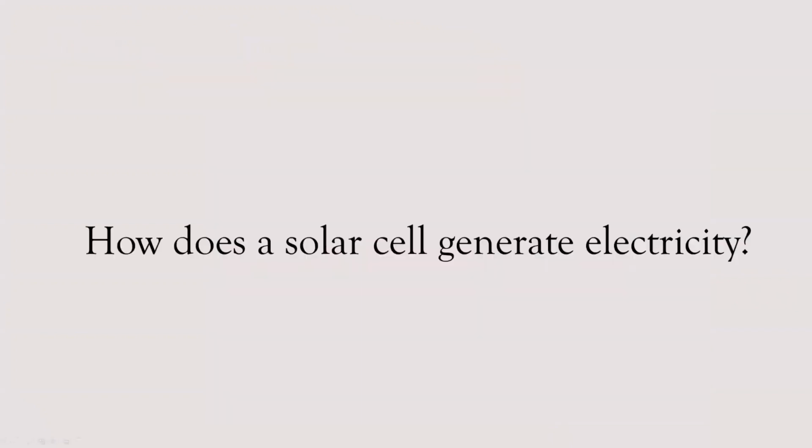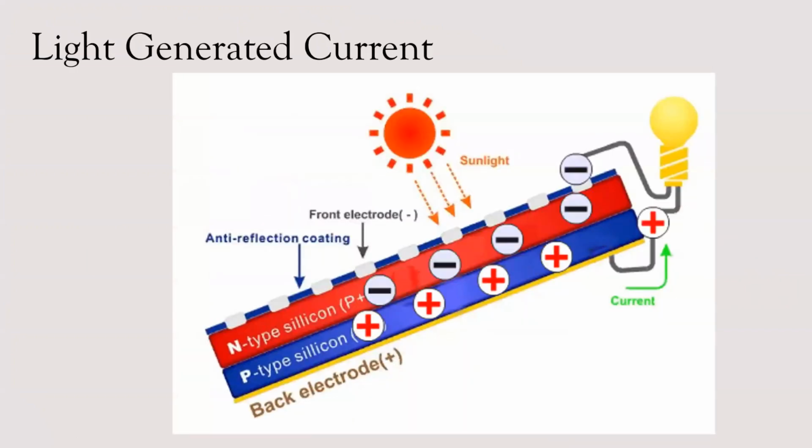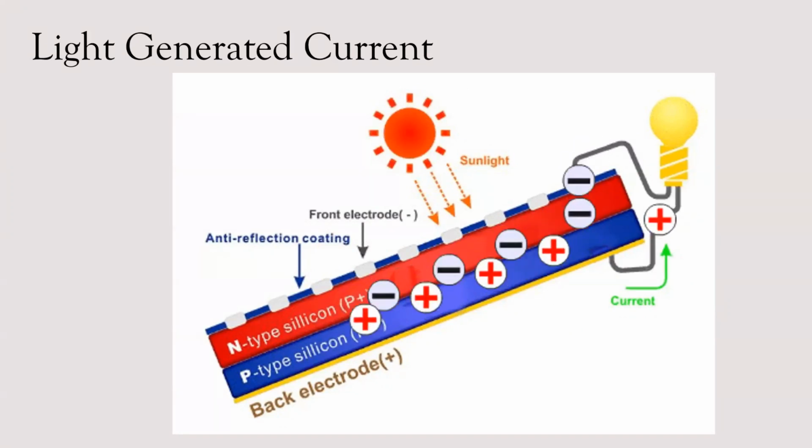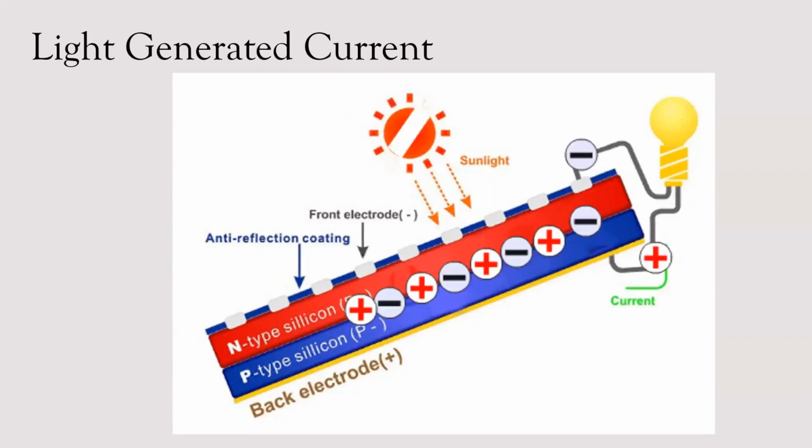So the generation of current from a solar cell involves two key processes. One is the absorption of incident photons from sunlight to create electron-hole pairs. Number two is the collection of these carriers in the p-n junction to create an electric field and thus produce current.